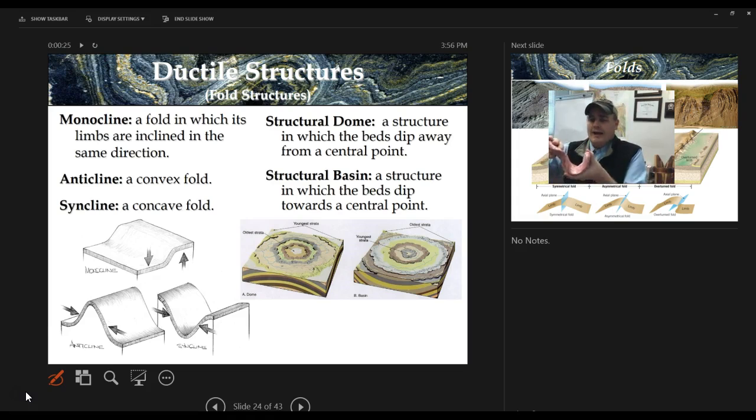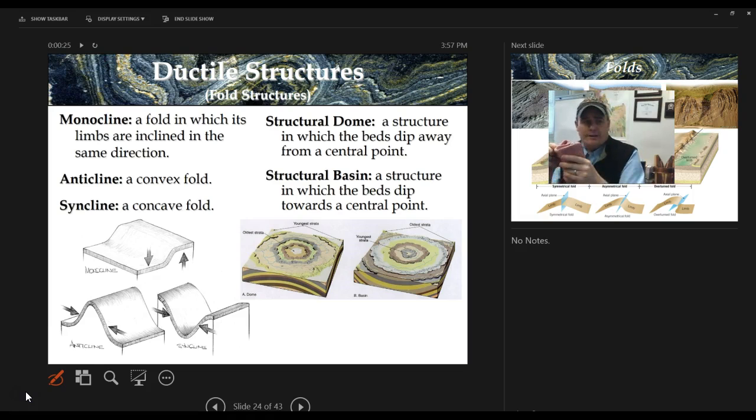Now, realize that anticlines and synclines go hand in hand. So as I get a material like this and start pushing on it, one side goes up, one side goes down. So you have an anticline with a syncline. So it goes up and down as it goes, right? Okay. Very common for anticlines to be related with syncline pairs.